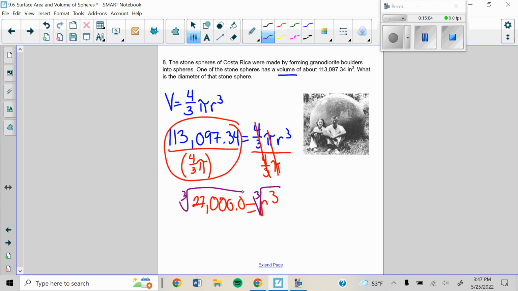On your TI-84s, go ahead and push the math button, and if you look down at number 4, that is a cube root. So go ahead and use that button on your calculator. Math number 4 gives you a cube root. So take the cube root of 27,000, and you should end up with approximately 30 inches for your radius.